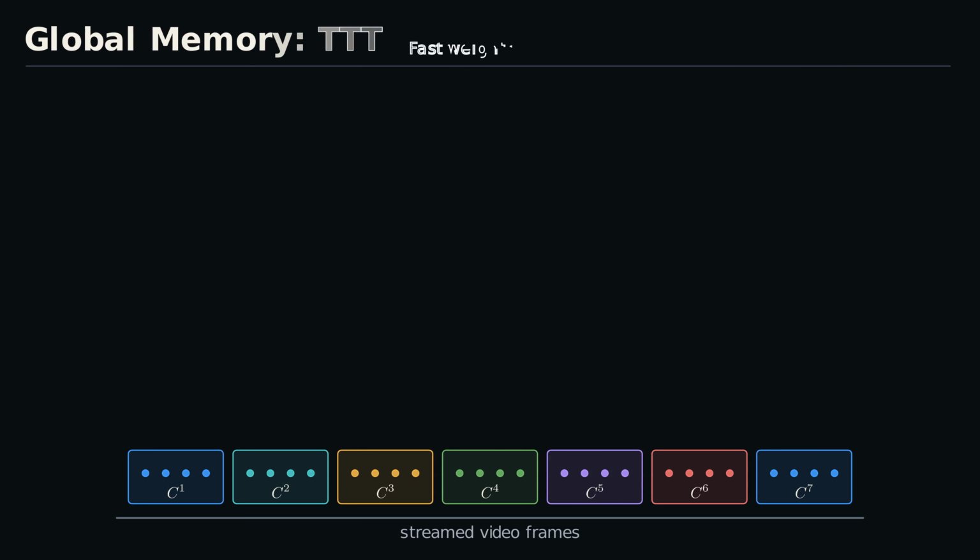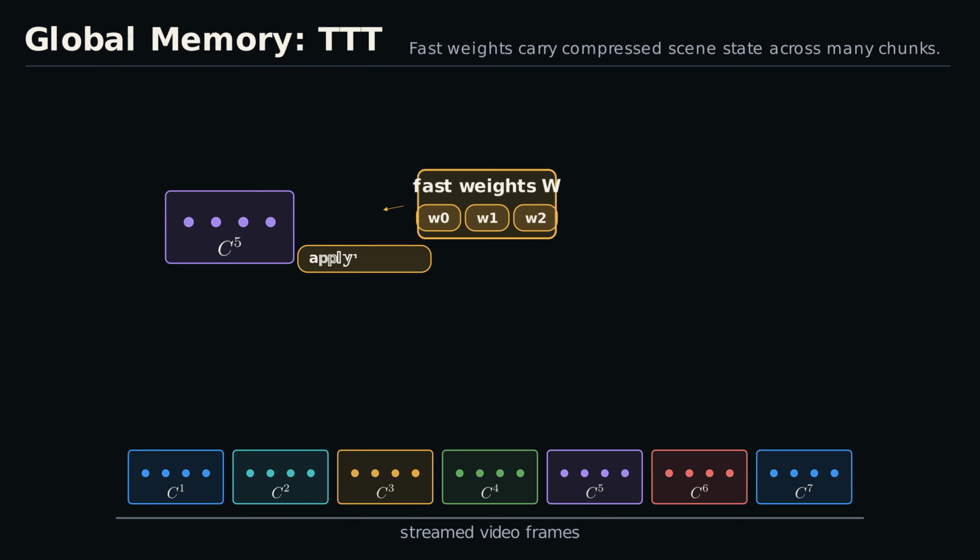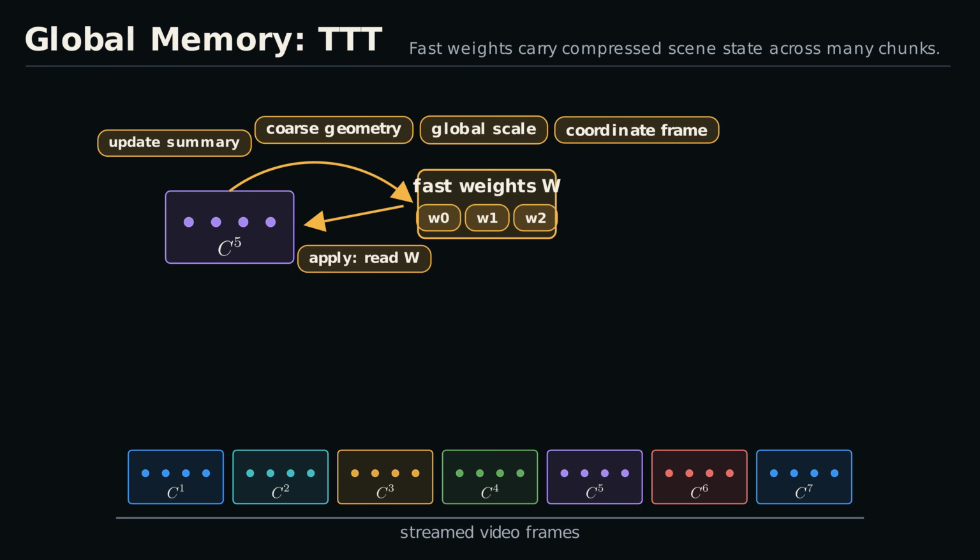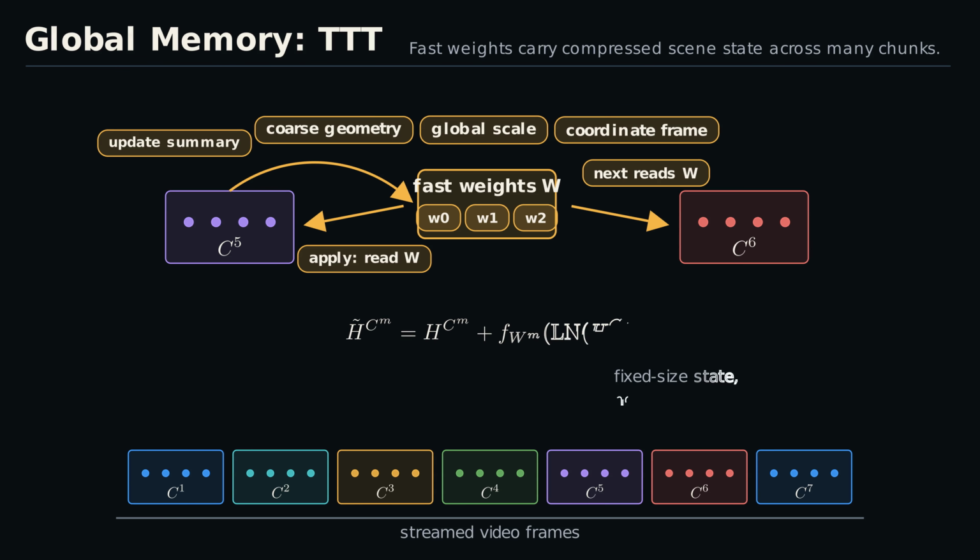The global memory is test time training, or TTT. Instead of keeping every old token, LoGeR keeps fast weights W. Each chunk first reads W, then updates W with a compressed summary of its geometry and scale.